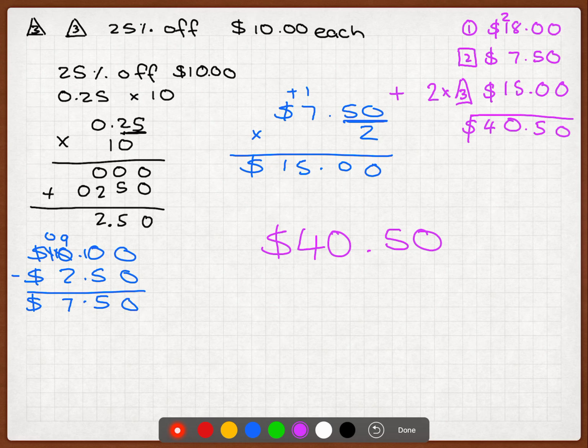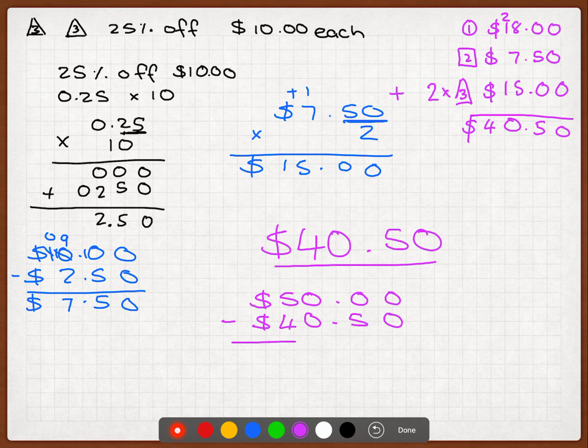To work out how much change, I need to subtract $40.50 from my $50. So we take the amount that I have, which is $50, and we subtract the cost of the items. So we go 0 takes 0, and we're going to need to borrow. 10 take 5, 9 take 0, and 4 take 4. So the amount of change that I now have is $9.50. I can buy all 4 items and go home with $9.50 change.